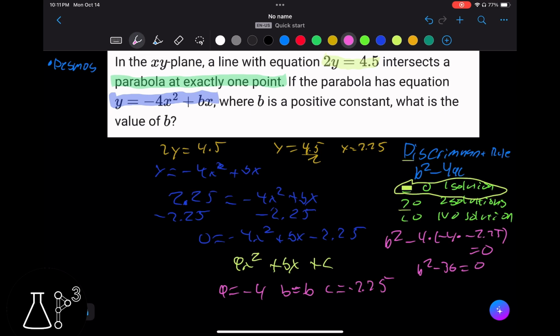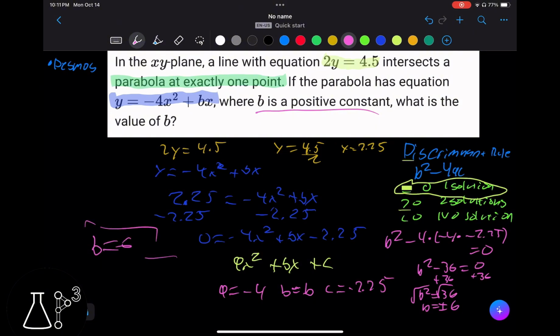If I add 36 on both sides, I get b squared equals positive 36. If I take the square root, I get b equals plus or minus 6. But we're given that b is a positive constant. Therefore, our only value of b can be positive 6. So b equals 6, and that is our answer.